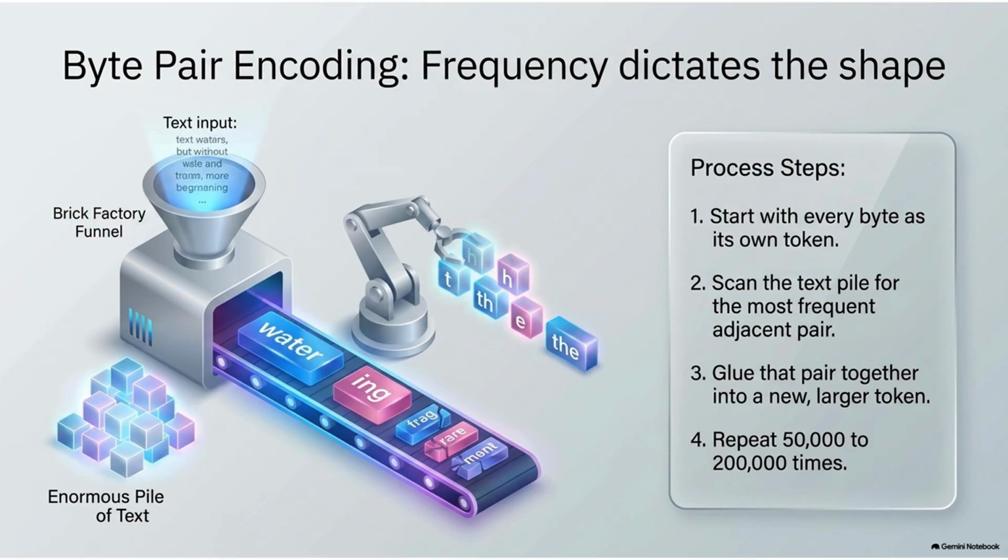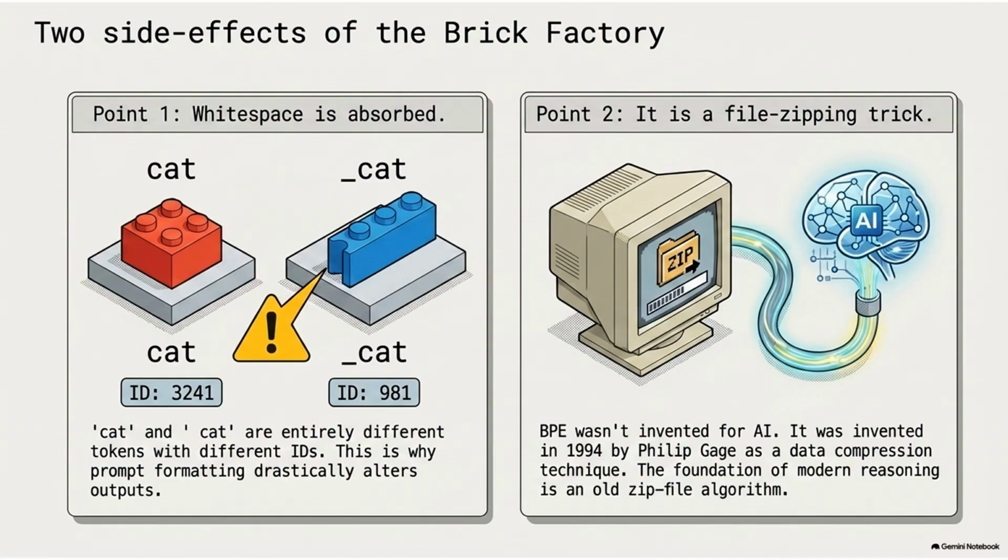Water equals one clean brick each because they appear constantly. And down at the end, the small ones fragment, because those pieces did not appear often enough to earn a promotion. That is the whole secret. The size of a token has nothing to do with how important the word is. It only reflects how often it appeared in the pile. Two consequences fall out of that, and both surprise people.